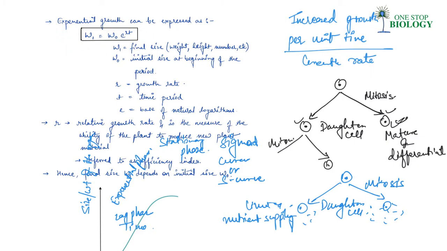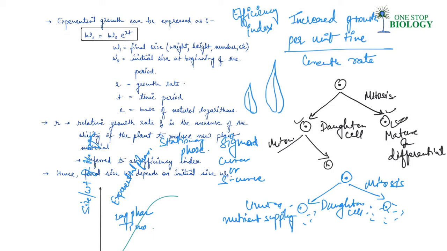Now always remember r is the relative growth and it is also the measure of the ability of plants to produce new plant material. And this is referred to as the efficiency index, right? So here the final size is W1 and it will always depend on the initial size, right? So if I compare a leaf size which has grown from here to here, right? So you can calculate this, right?